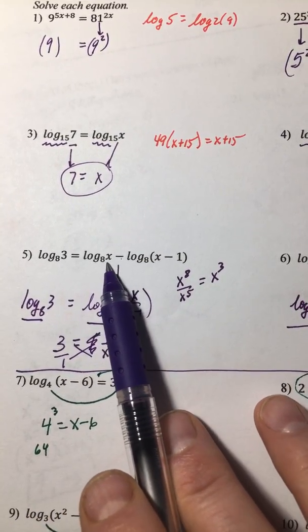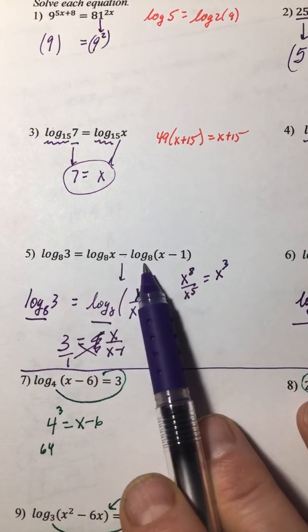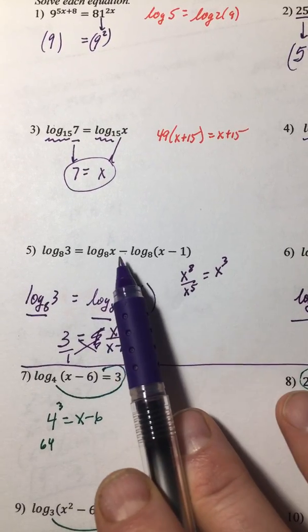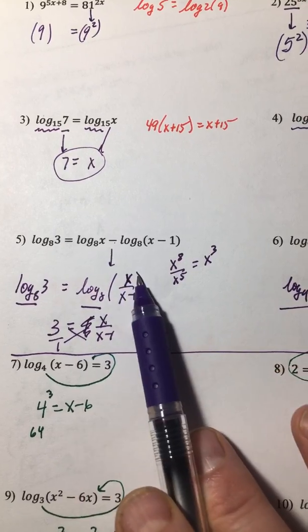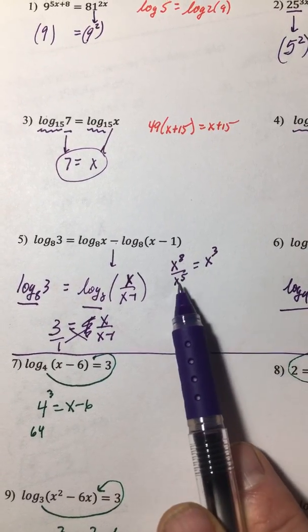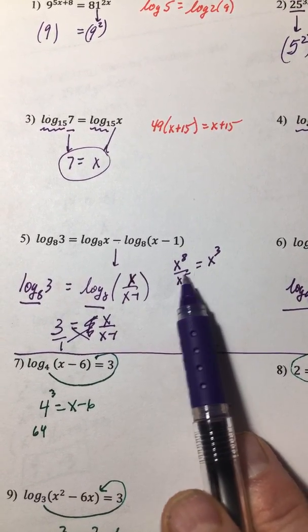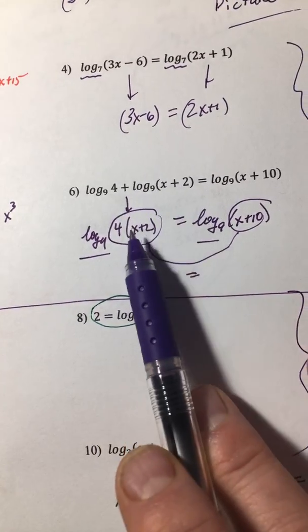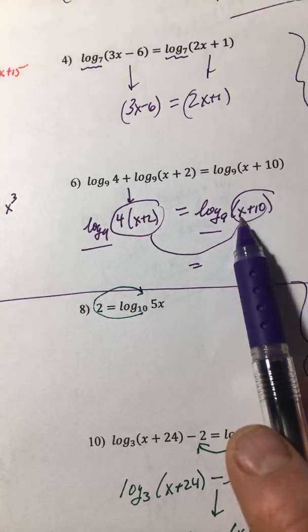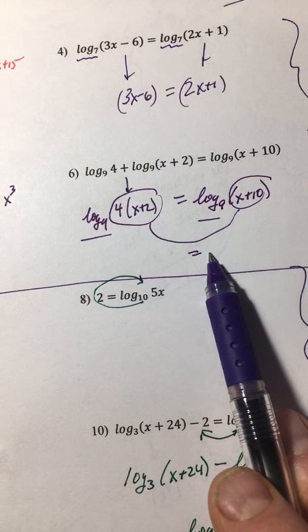Now you see how you have 2 logs on the right. You can't have that. You got to have a single log. So you got to say, what do I do with this subtraction? I make this a division. Numerator of x, denominator x minus 1, because whenever we divide, we subtract. Okay. Here we have an addition, so we'll make those 2 a multiplication. And now these 2 are equal to each other.